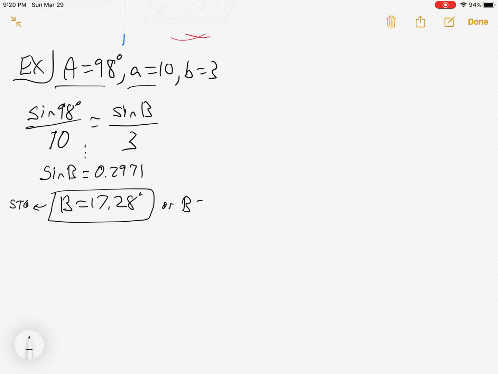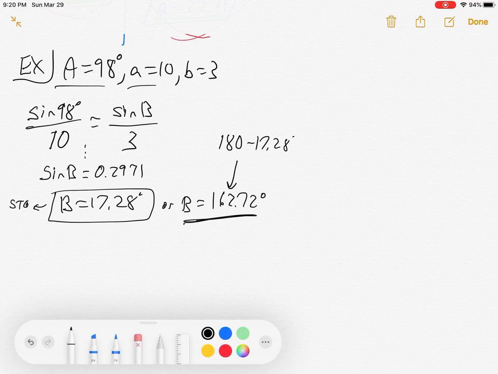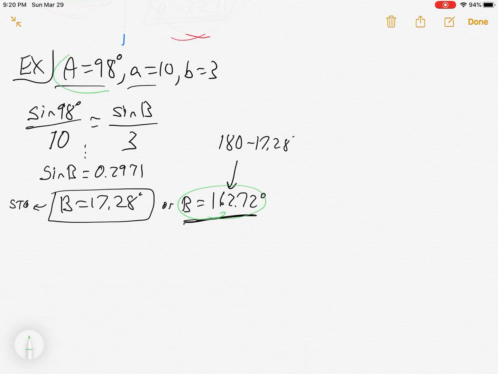But then we need to also find the other possible value for b. It is 162.72. Remember how we're getting that? 180 minus 17.28. But how do I know this angle is not possible? It's quite big, right? But it has to coexist with this angle. That's not possible. You can't have a triangle with a 98-degree angle and a 162-degree angle. Not happening. So this one is not. We're only going to have one solution.